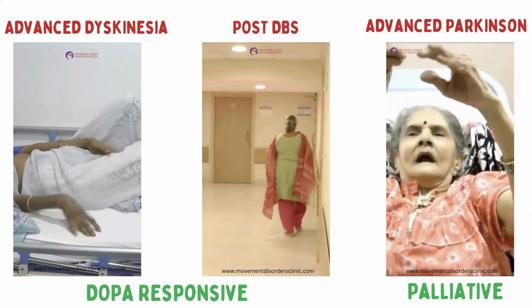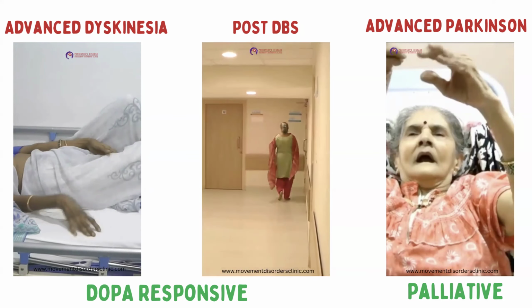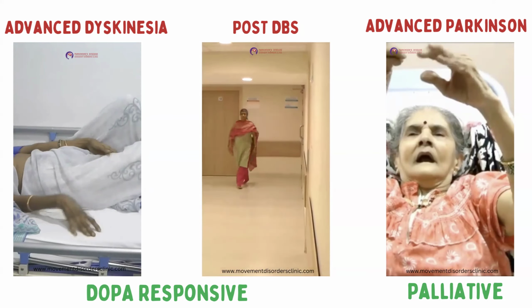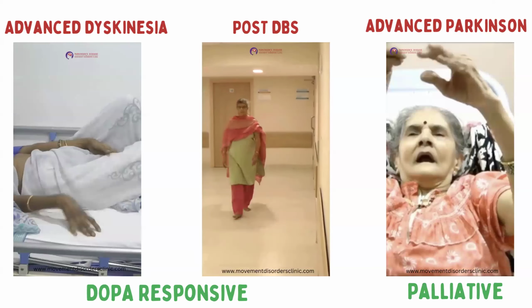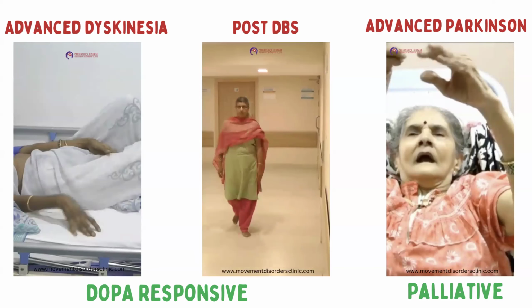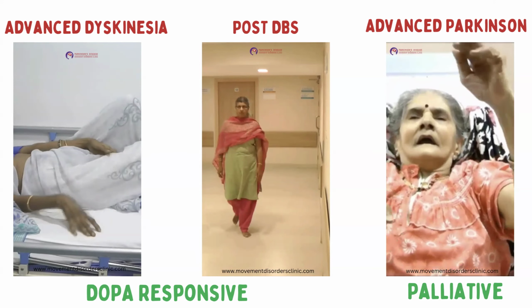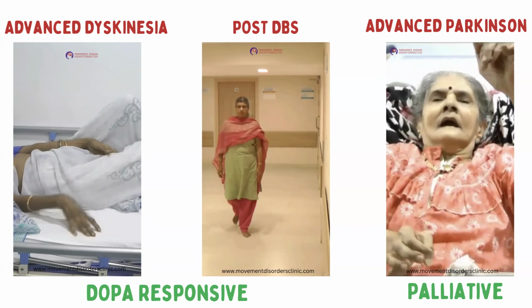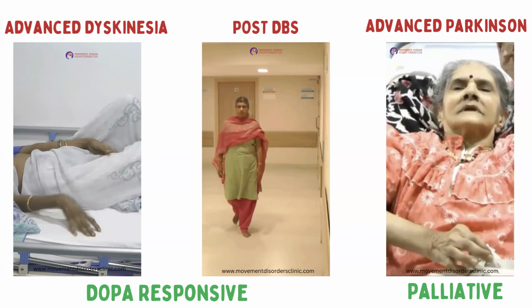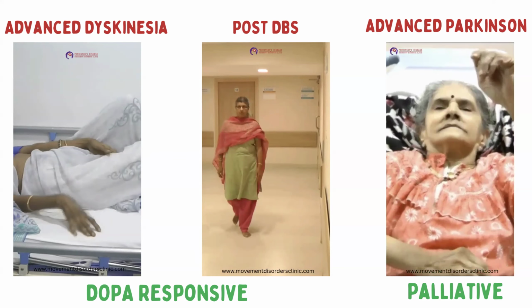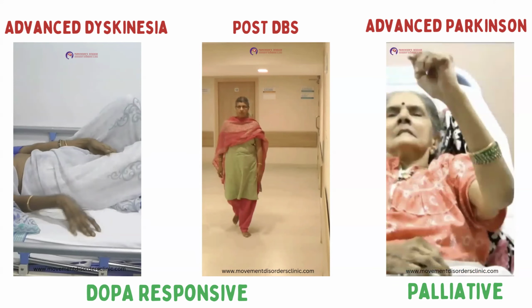And this is probably the phase when we suggest surgical therapies. This is one of the videos of a person who has undergone deep brain stimulation, and you can see how dramatically better she is post deep brain stimulation, almost to an appearance of early Parkinson disease. Then, over a period of time, like any of the aging disorders, they develop advanced Parkinsonism where DOPA response might be limited and they're dependent for most of their day-to-day activities, which is called the palliative care phase. This is how the evolution of a patient with Parkinson disease will happen over a period of time.